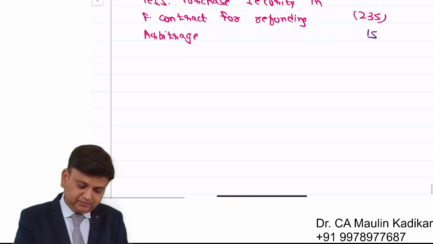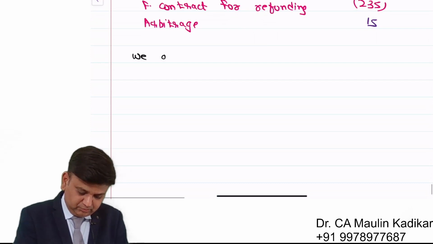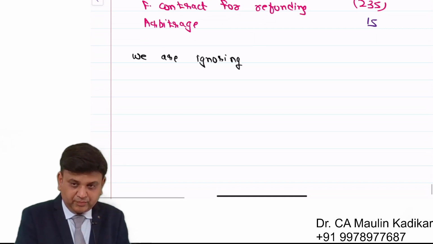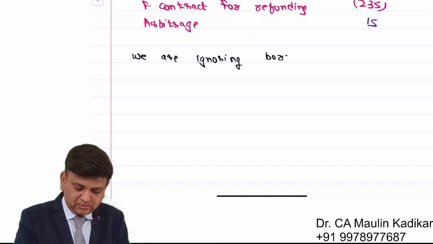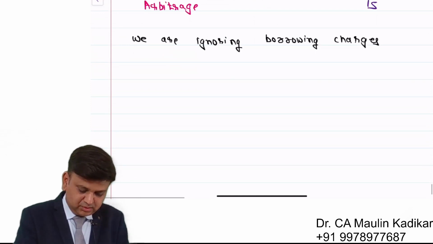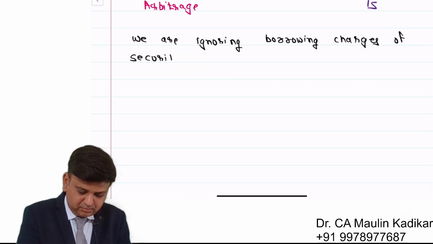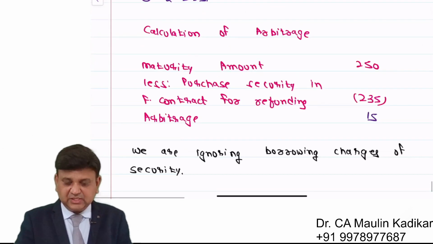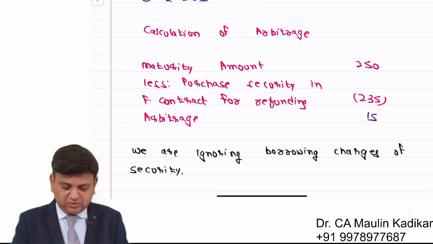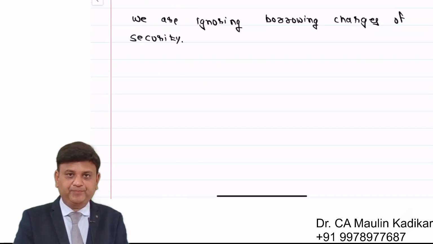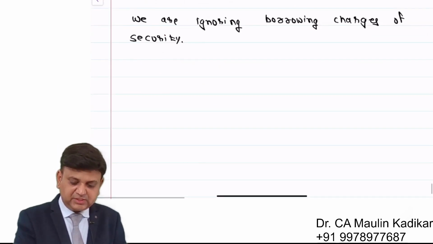With paragraph write down, we are ignoring borrowing charges, because whatever the security that we have borrowed, its borrowing charges are ignored. With paragraph write down, that is, this is end of the answer.